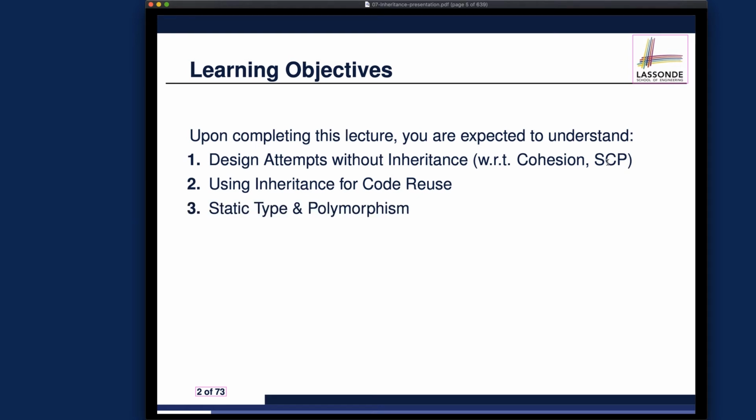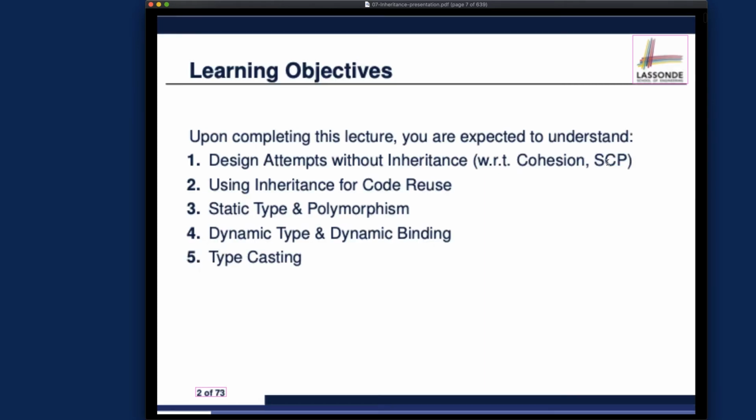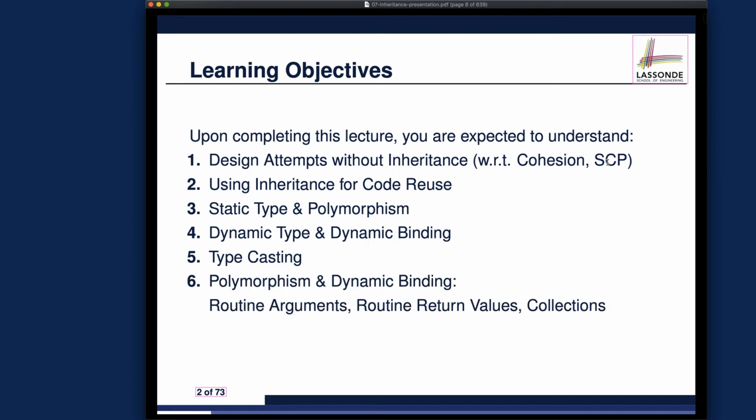And we'll talk about static type and also polymorphism. We'll talk about dynamic types and also dynamic binding. So these are the concepts that will be reused many times for the design patterns that we talk about. And then we'll talk about typecasting. And then we talk about polymorphism and dynamic binding in a more advanced context, especially how you really make sense of them in the context of routine arguments, return values, and also so-called polymorphic collections. This polymorphic collection idea also comes up for all the design patterns that we're going to talk about later.